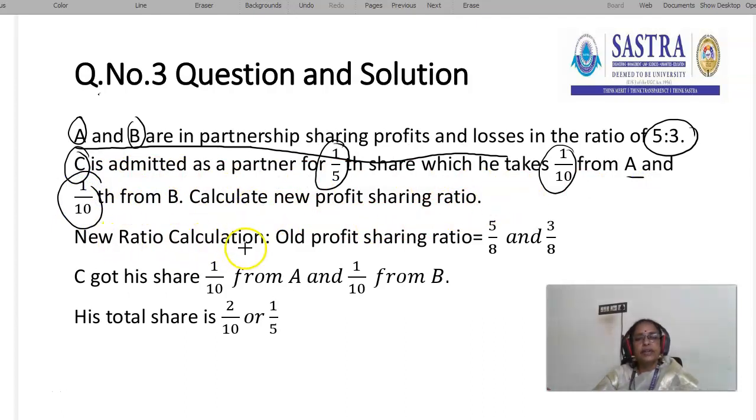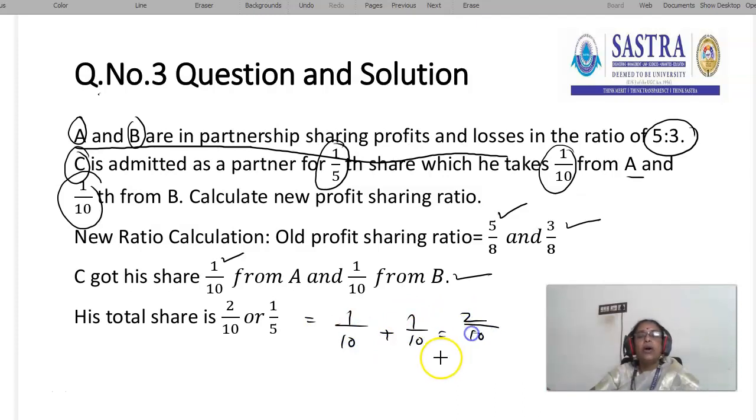New ratio calculation. Old profit sharing ratio is 5/8 and 3/8. C got his share, 1/10 from A and 1/10 from B. His total share is 2/10. How? 1/10 plus 1/10 is nothing but 2/10. Or if we simplify, 1/5.